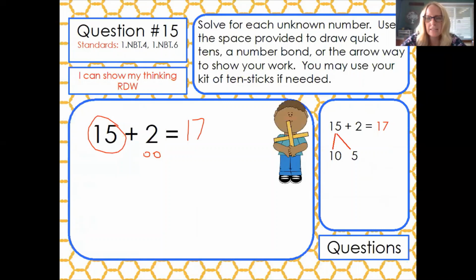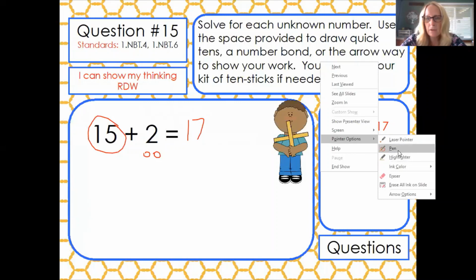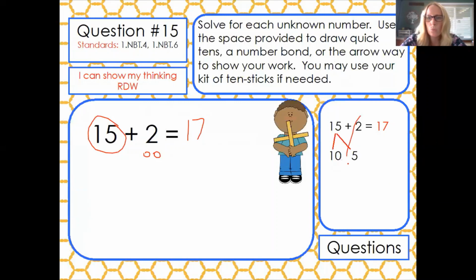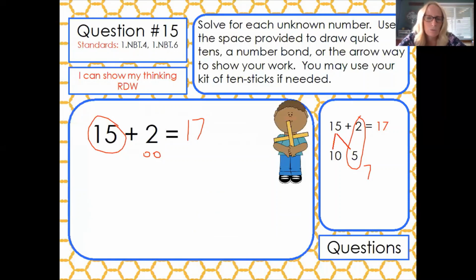In this example, they decomposed. And if you decompose, you have to remember that once you break it apart, you want to add those ones. So 5 and 2 more give you 7. You have 10 and 7 more, that gives you 17. So that's another way you could have solved. Remember, there's lots of different strategies. It doesn't matter which one you use as long as you come up with the right answer.